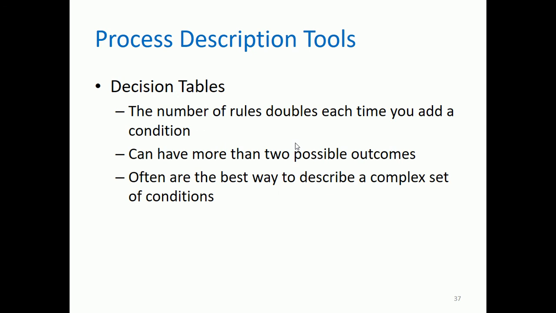So the number of rules doubles each time you add a condition. As I've said, 2, then 4, 8, 16. It always doubles each time you add a condition. Can have more than 2 possible outcomes, and then often are the best way to describe a complex set of conditions.